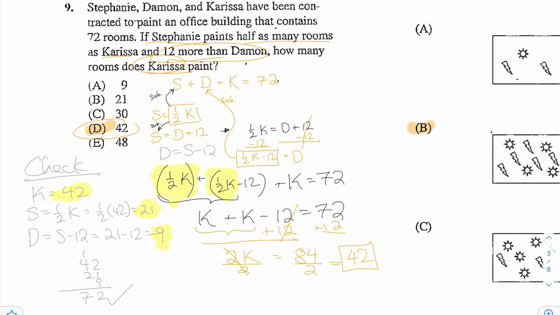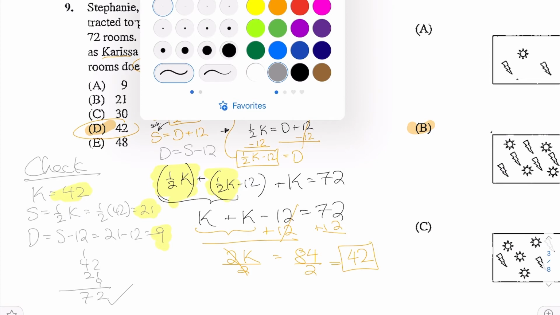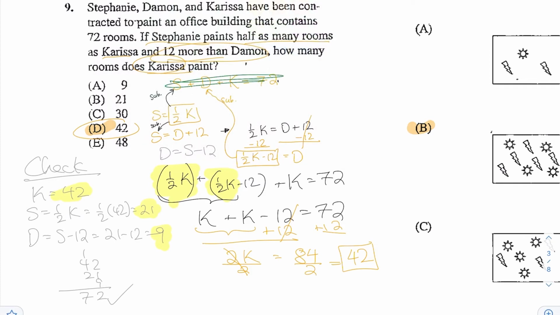So here, to solve the system of equations, you have 3 equations and 3 variables. The equations are S plus D plus K is 72, S equals 1/2 of K, and S is equal to D plus 12. So with 3 equations and 3 variables, you can solve for each one. I used a substitution method a couple times because all the variables were already isolated, so it wasn't too bad. But you can also solve this via elimination if you want.